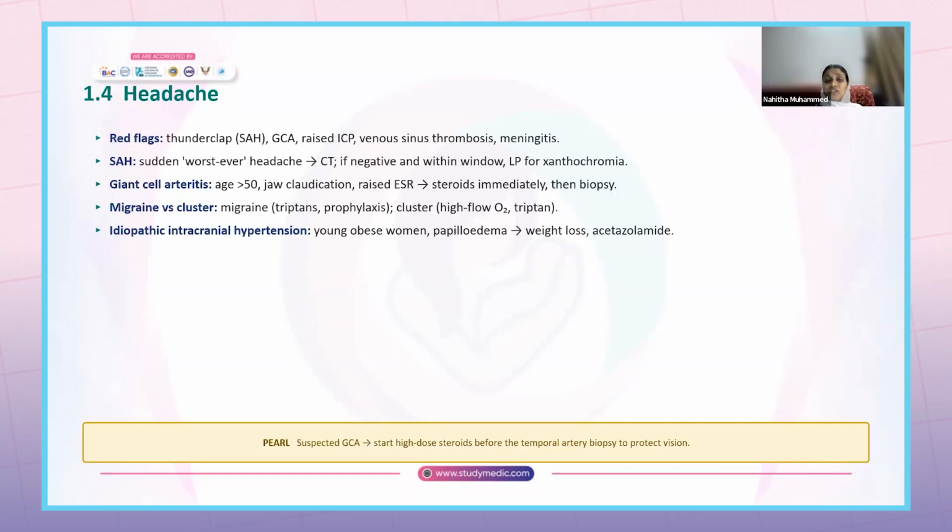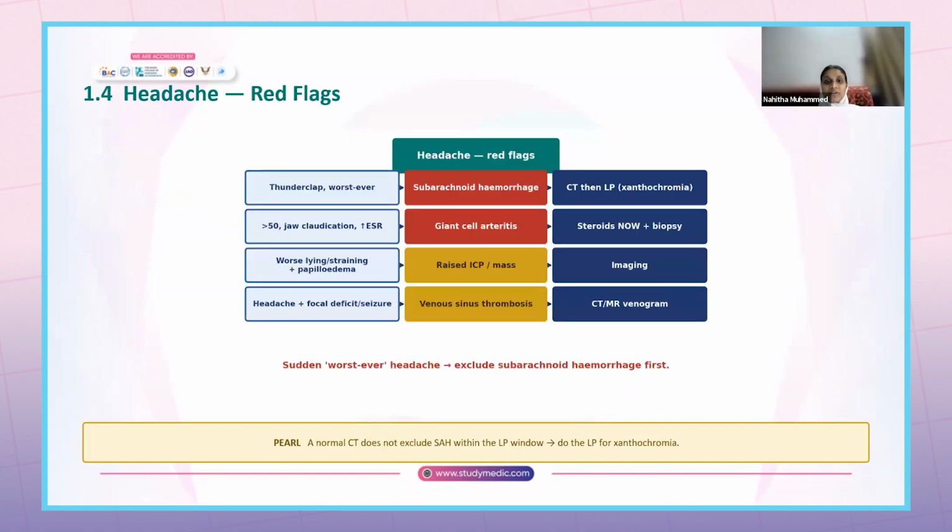If we do fundoscopy, we have to look for papilledema. Also, we have to look for sixth nerve palsy. Sixth nerve palsy is a false localizing sign. Then immediate treatment is weight loss and acetazolamide, not lumbar puncture. So these are the main differential diagnoses: subarachnoid hemorrhage, CT, then lumbar puncture for xanthochromia; giant cell arteritis, steroids; raised ICP, imaging to rule out coning; venous sinus thrombosis, we have to go for venogram.